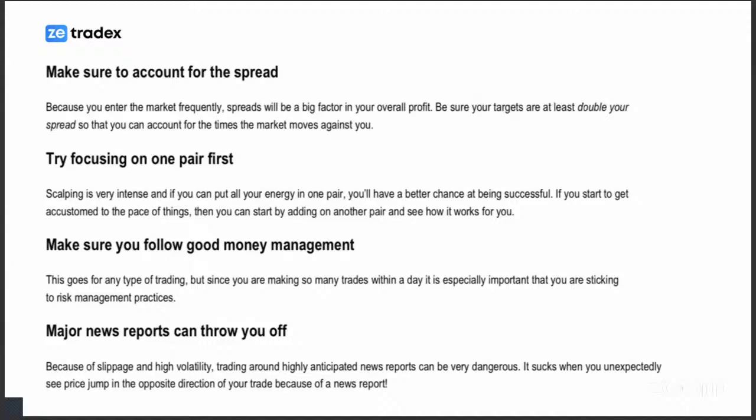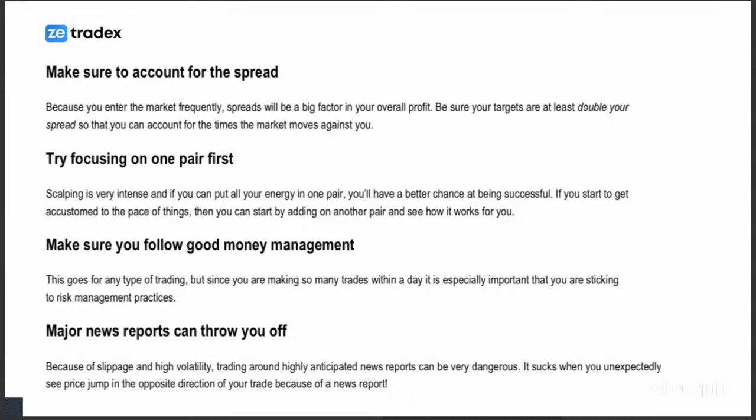Scalping is very intense, and if you can put all your energy into one pair, you have a better chance of being successful. Once you get accustomed to the pace of things, you can start adding another pair and see how it works for you. Make sure you follow good money management. This goes for any type of trading, but since you're making so many trades within a day, it's especially important that you stick to risk management practices.